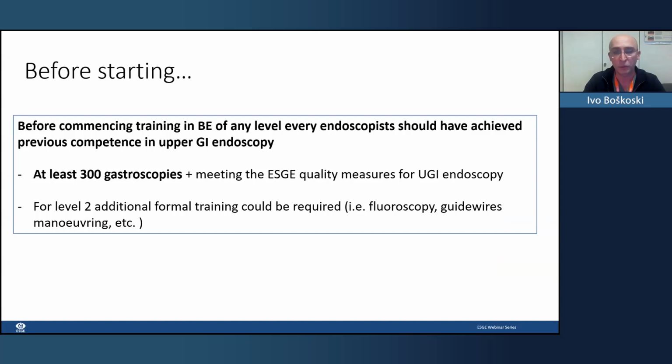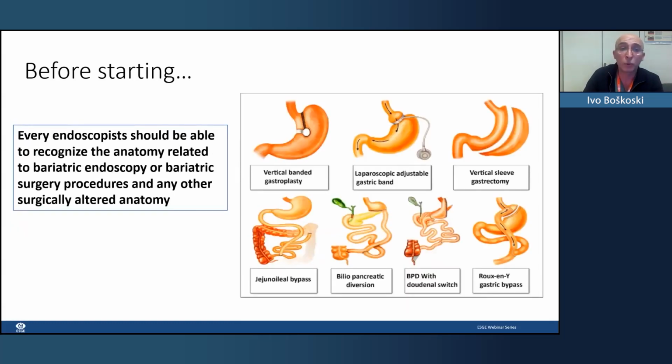Before starting, of course, ESGE recommends that for bariatric endoscopy of any level, the endoscopist should have achieved previous competency in upper GI, at least 300 gastroscopies, plus meeting the ESGE quality measures for upper GI endoscopy. And for level 2, additional formal training could be required, like fluoroscopic wire maneuvering and so on. Of course, trainees should know all types of altered anatomy, especially in bariatric surgery, if you need to treat complications.